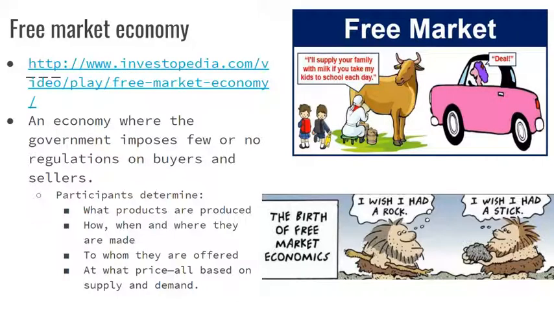For the most part, if you want to build a business, you can make a business, and you can choose where to do it, to whom you want to sell it, and at what prices you want to sell it. For the most part, in the United States, we are a free market society.